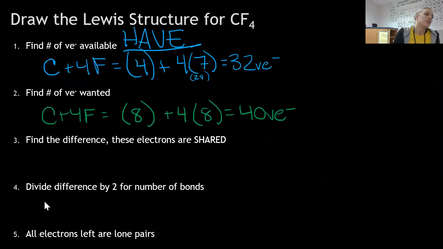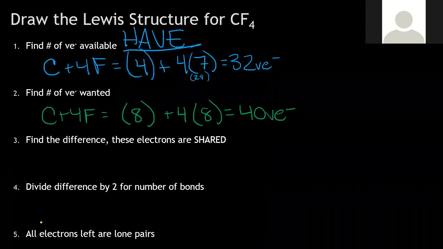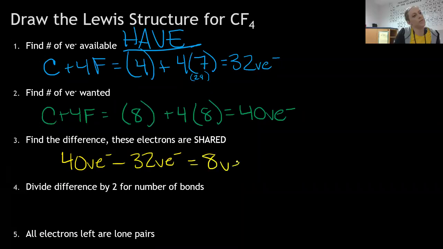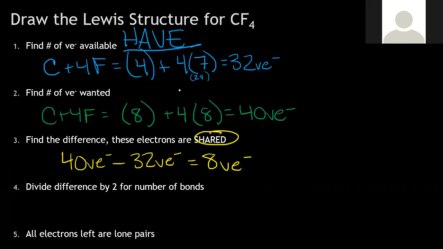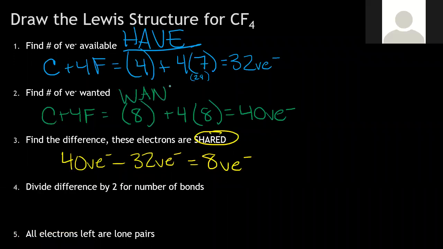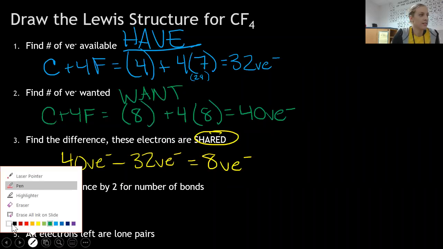Jonavi, do step 3 for me. Since it wants 40 valence electrons and there's only 32 available, then you subtract the 2 and get 8. And what does that 8 represent? How many they're sharing? Shared. So if there was one word for step 1, it's have. One word for step 2, it's what do they want. The one word for step 3 is what do they share, right? So you're subtracting. All right.